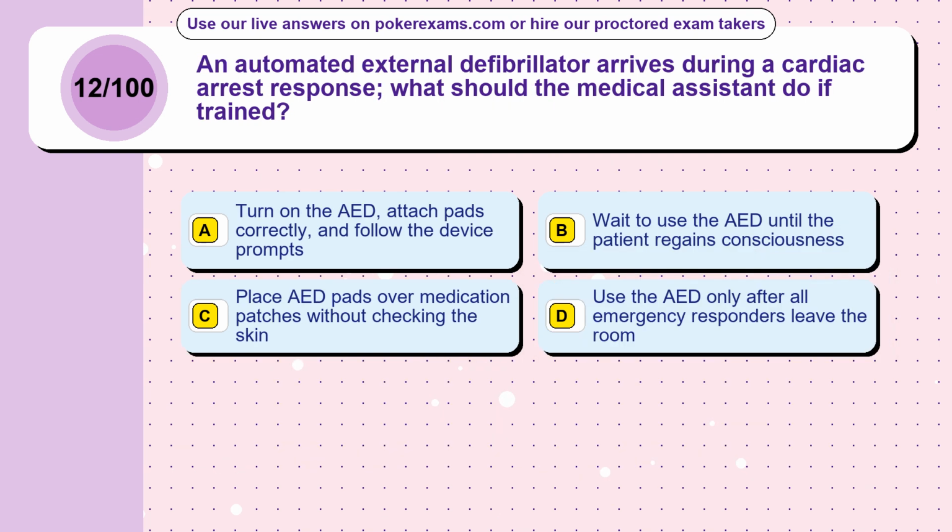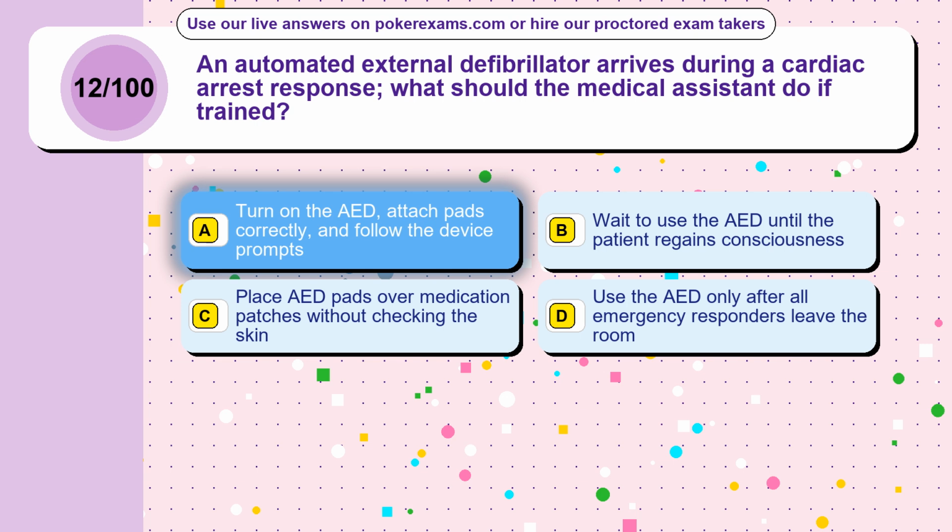Question 12. An automated external defibrillator arrives during a cardiac arrest response. What should the medical assistant do if trained? Option A. Turn on the AED, attach pads correctly, and follow the device prompts. Option B. Wait to use the AED until the patient regains consciousness. Option C. Place AED pads over medication patches without checking the skin. Option D. Use the AED only after all emergency responders leave the room.